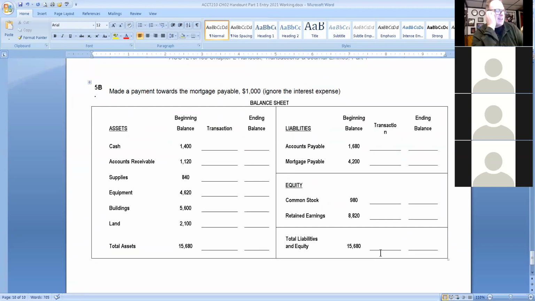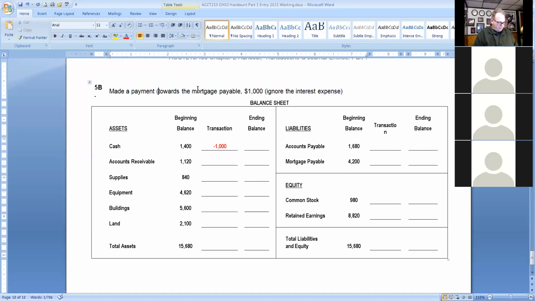And 5B is kind of the same. Made a payment towards mortgage payable. So we made a payment of 1,000. So our cash is going down by 1,000. And our mortgage payable is also going down. What do they pay with? They pay with cash. So when I make a payment, think cash. So I made a payment on mortgage payable. So now they don't owe 4,200. They paid off 1,000.